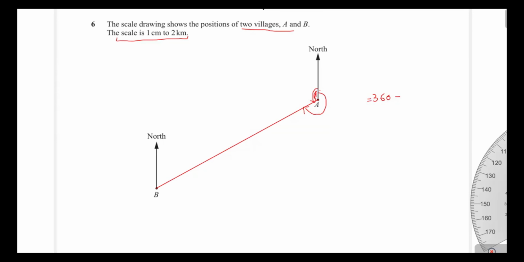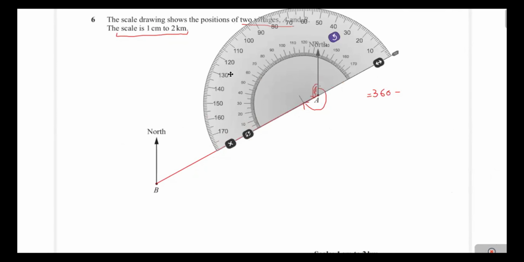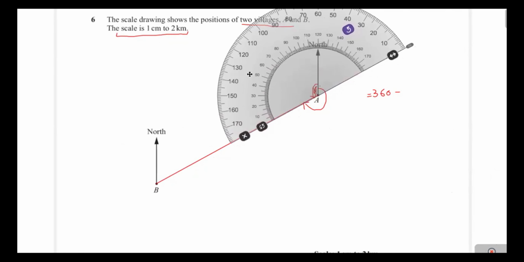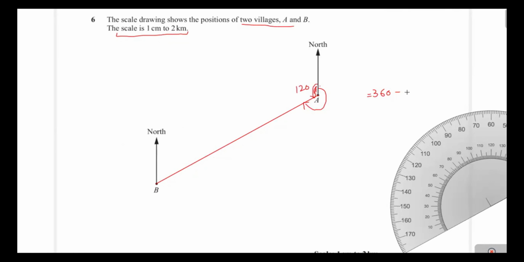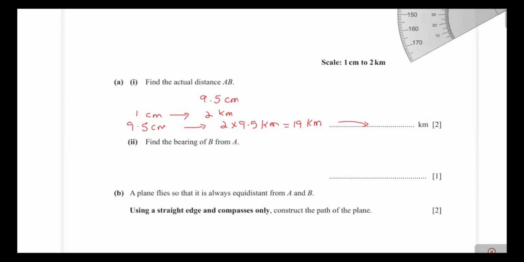Now we see what the angle is. We use the protractor. Now from the protractor we measure the angle. This angle you see here is 120. This is the 120 angle. Now 360 minus 120, this is equal to 240. Therefore the bearing of B from A will be 240 degrees.